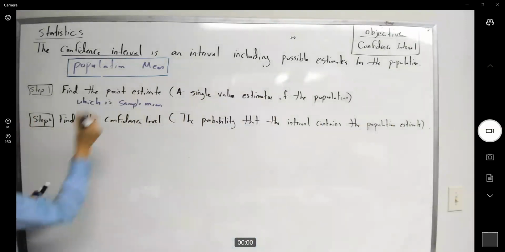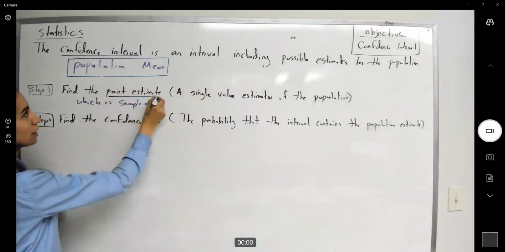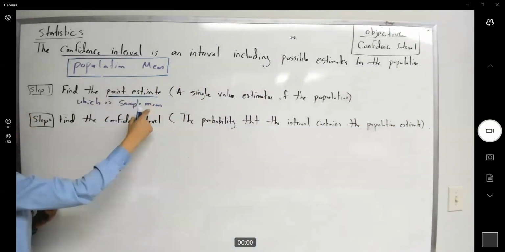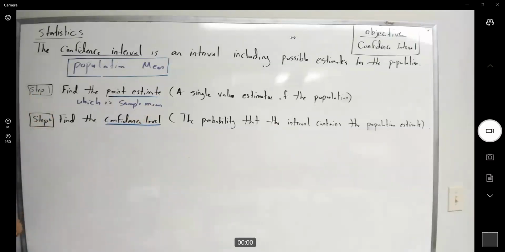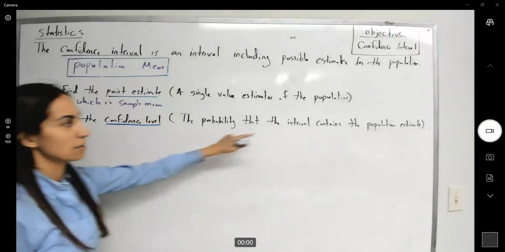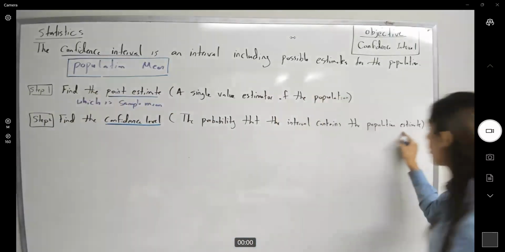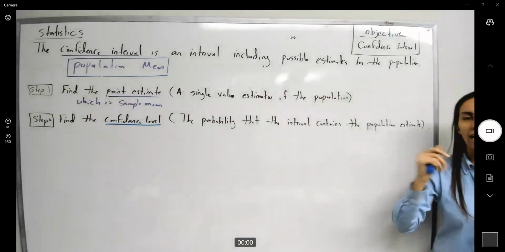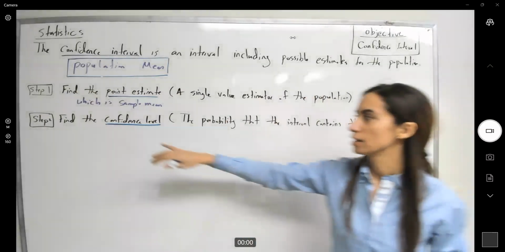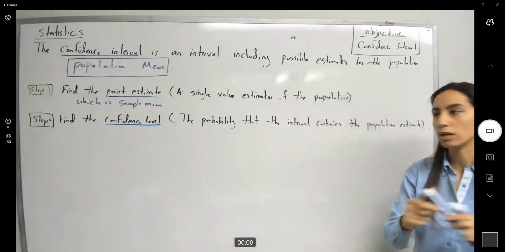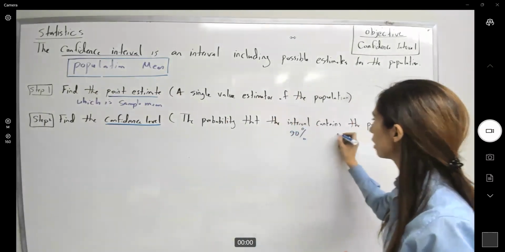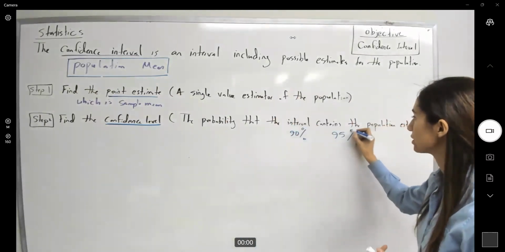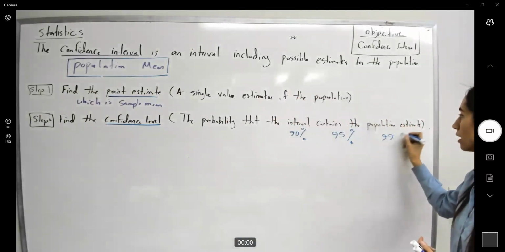So far, we talked about the point estimate for the mean, which is the sample mean. Now we define the confidence level, the probability that the interval contains the population estimate. We have some famous confidence levels. One of them is 90%. The other is 95%. And the other is 99%.